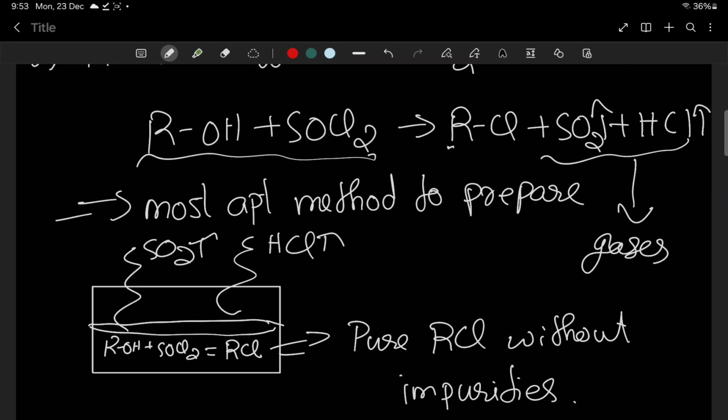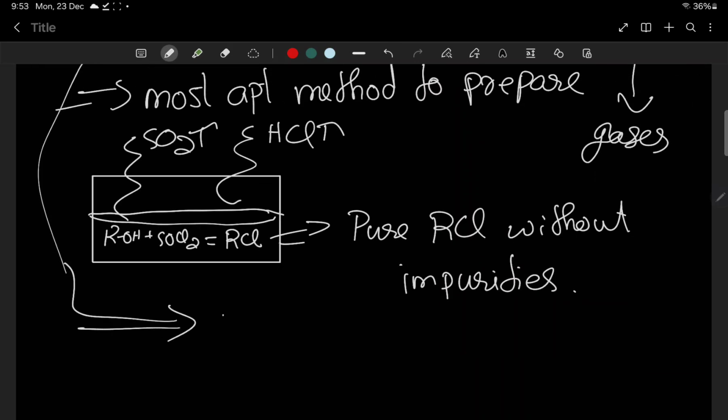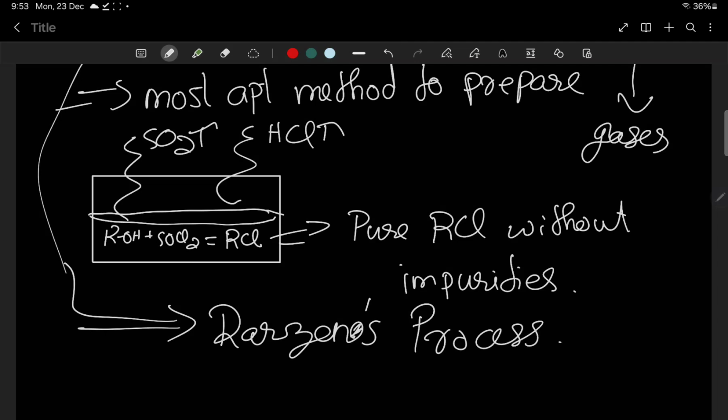This method has a name, and it's called Darzen's process. So the other one is Grew's process, Darzen's process. Now the reaction with SOCl2 in ether medium, and the reaction with SOCl2 in pyridine medium. This reaction with SOCl2 can happen in two different mediums. Mediums means like the aqueous medium, acid medium, basic medium, like that.